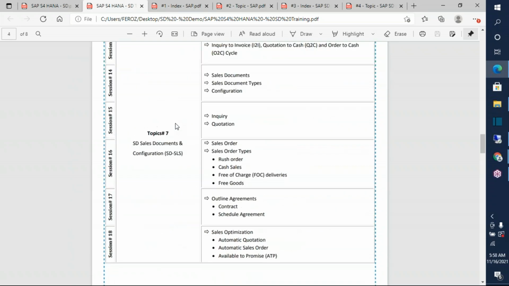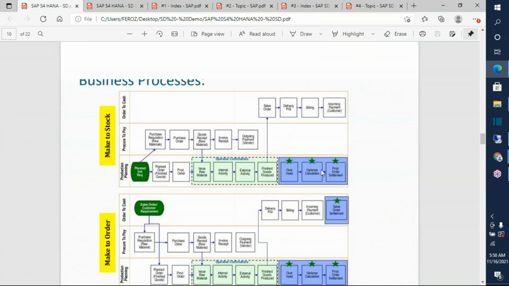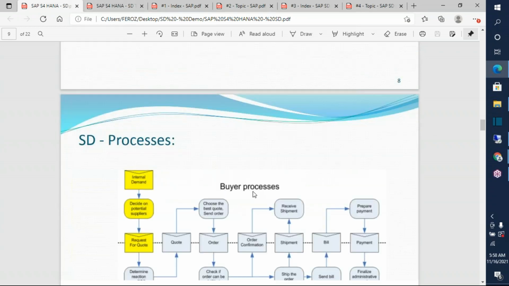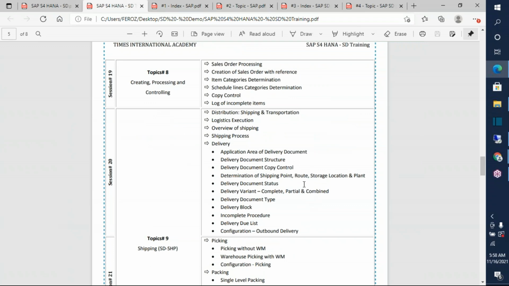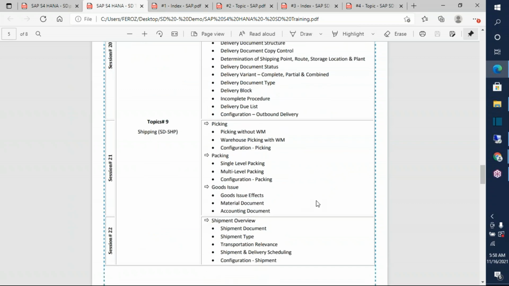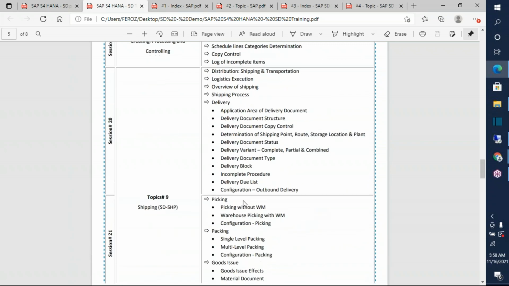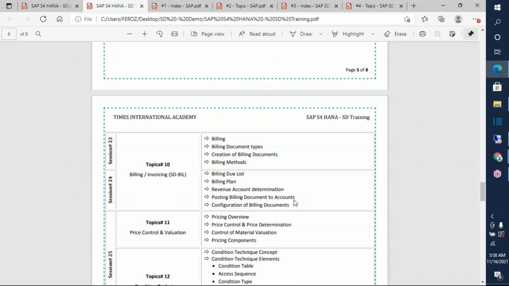Okay. After understanding sales documents, we will be discussing shipping. Shipping, as just discussed, is the third phase after order processing. In shipping, we will try to understand what distribution is first, and then logistics execution, right? And then the shipping process, delivery, picking, packing, goods issue, and finally the shipment. These we will be discussing in detail in the shipping topic, which is the third phase in sales and distribution.